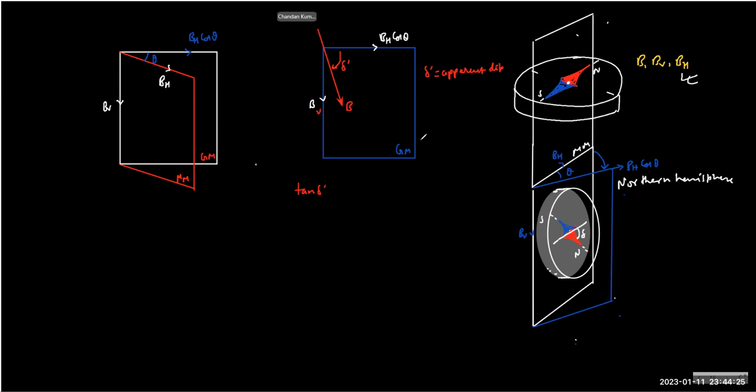and you may be asking, sir, why are we finding this apparent dip? This dip is not in the magnetic meridian. It is in a plane other than the magnetic meridian, isn't it? Yes. Okay. And now you may be wondering why this is required. Imagine you are Captain Jack Sparrow going into the Atlantic Ocean towards the pole.